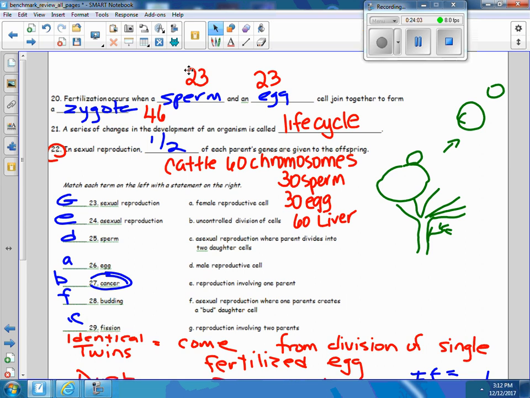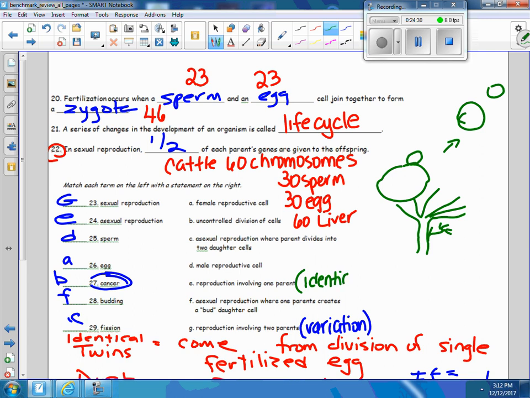Sexual reproduction. You have two parents, and there's variation. So next to the two parents, I want you to write variation. The organisms are not the same. They could have similar traits, but they're not the same. Number 24, asexual reproduction is only one parent, and the organisms are the same. They're identical.